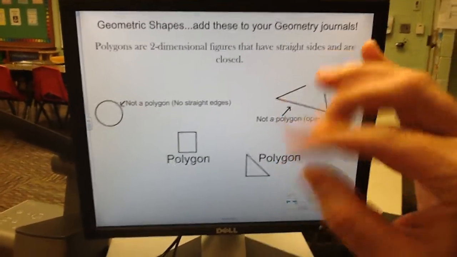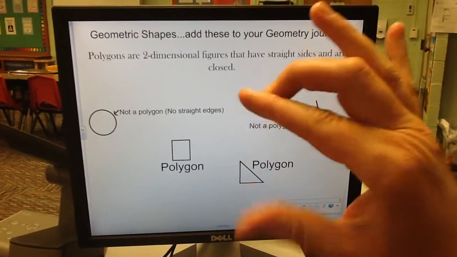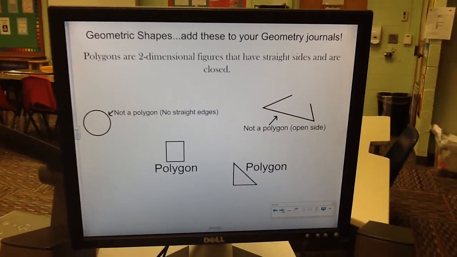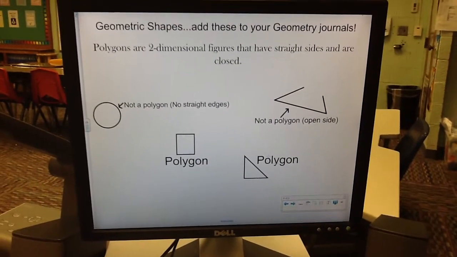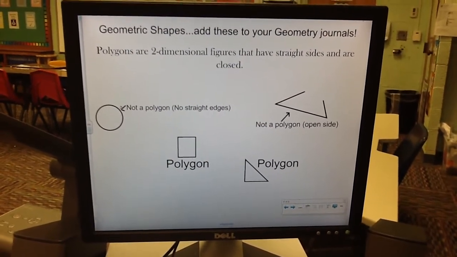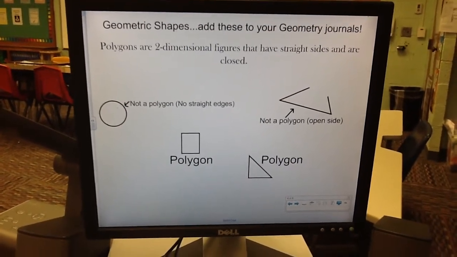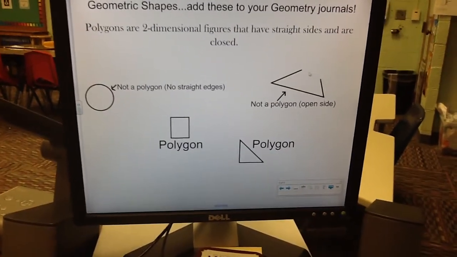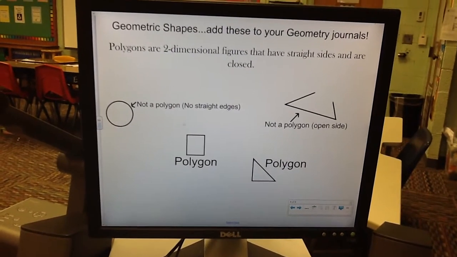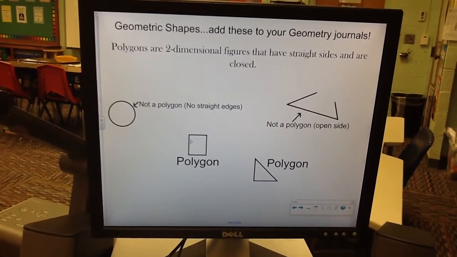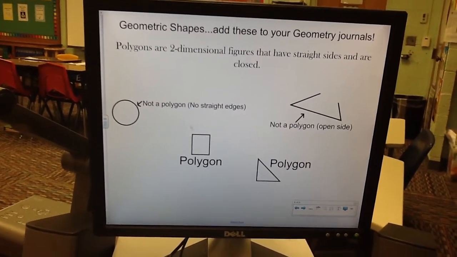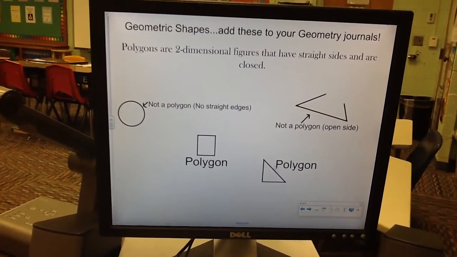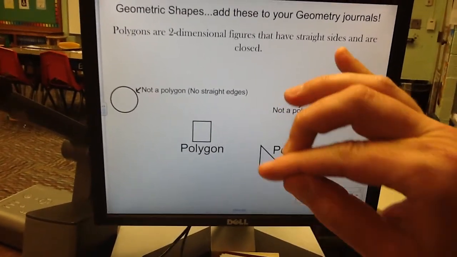Let's move on. These are geometric shapes that you need to add to your geometry journals. Polygons are two-dimensional figures that have straight sides and are closed. So check it out. This circle is not a polygon. It doesn't have any straight sides. It's rounded. This shape, not a polygon. It's not closed. There's a wide open side here. This is a polygon. The sides are straight lines, and it is closed. There are no openings. This triangle, also a polygon. Straight lines, no openings. Pretty cool.